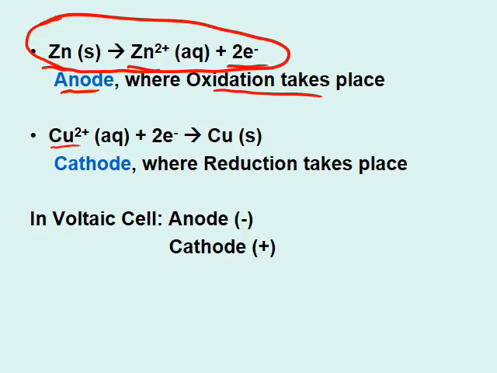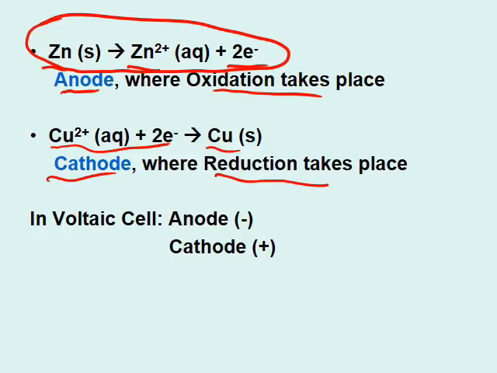Copper 2 plus gains electrons, becoming copper. So copper 2 plus receives electrons. Receiving electrons means a reduction process, and it happens at the cathode. So in a voltaic cell, there will always be two ends. One is the anodic end, and the other is the cathodic end, or cathodic electrode.